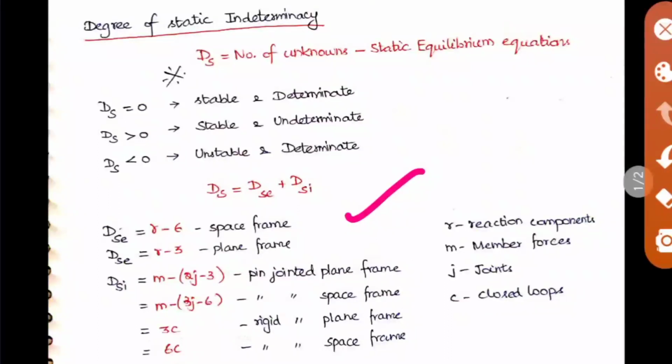Okay, so here first let us study the external formula. It is r minus 6 for space frame and r minus 3 for plane frame. Okay, so R is your reaction components, we have already seen that. The next one is DSI, so it is equal to m minus 2j minus 3 for pin jointed plane frame.